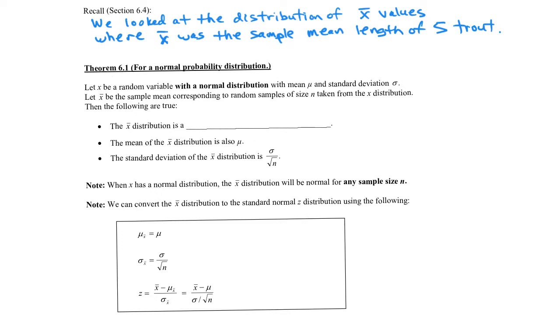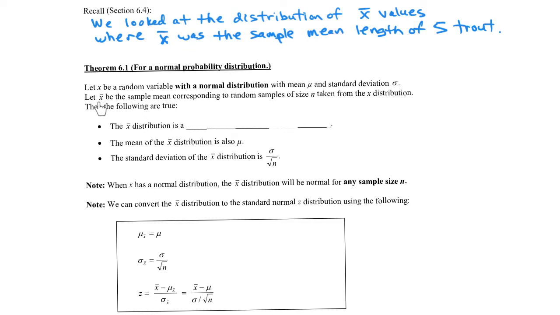This is a theorem that involves working with a normal distribution. So we're working with a normal distribution already. We let x be a random variable. Could be anything, but it's a random variable with a normal distribution. It has a mean mu and a standard deviation sigma. And we're going to let x bar be the sample mean corresponding to random samples of size n, right?